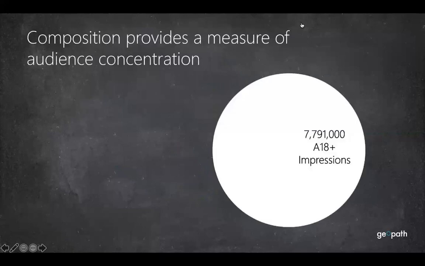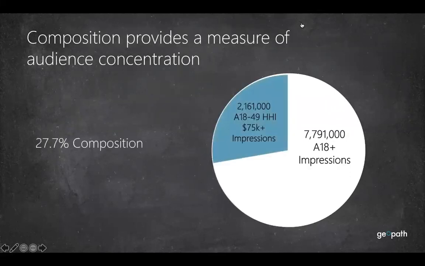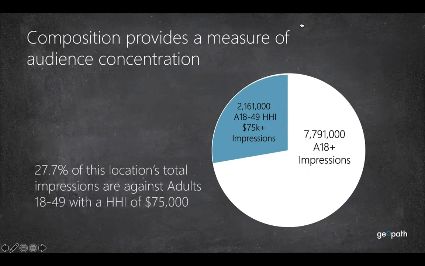If a location, for example, has 7,791,000 total adult 18-plus impressions, of which 2,161,000 of those impressions are against adults age 18 to 49 with a household income of 75,000 or more, we get a 27.7% composition. What does that mean? 27.7% of this location's total impressions are against this defined audience. Locations that have a high composition of a target audience means that there is a much higher likelihood of the advertiser's message getting in front of the right audience.